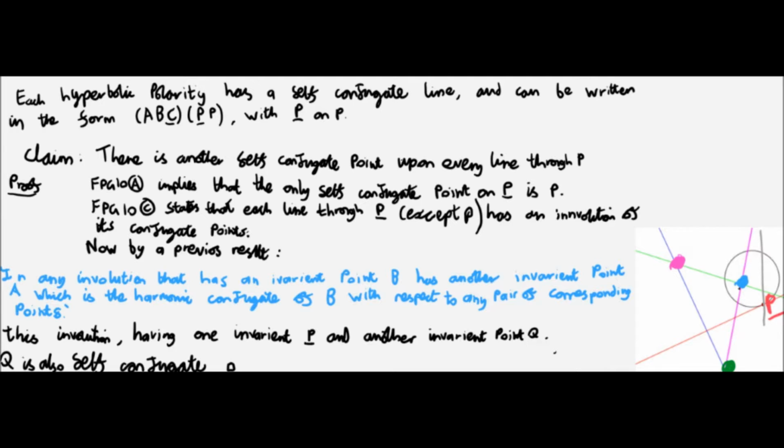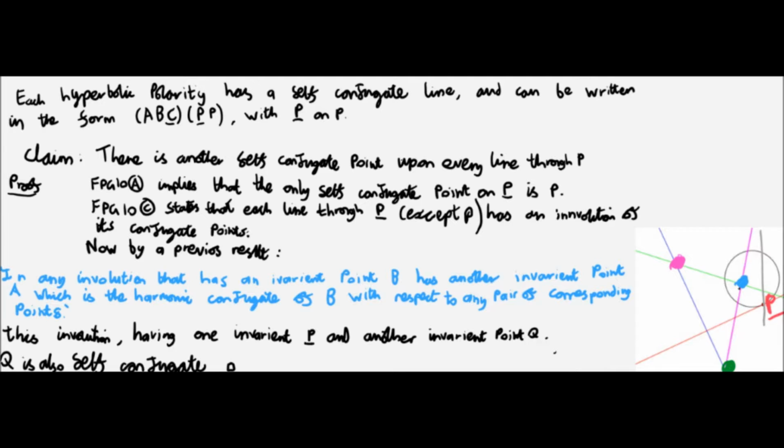However, there's a theorem that says that if you have a couple of invariant points and you have an involution working upon a line, then one of those invariant points is going to be the harmonic of the other invariant point with respect to a couple of other corresponding points on that line.